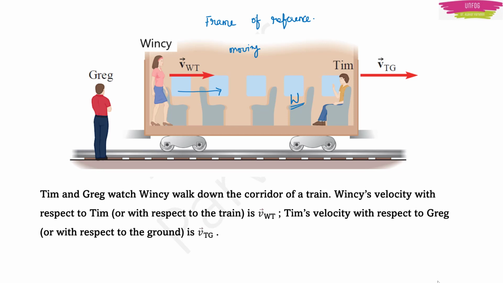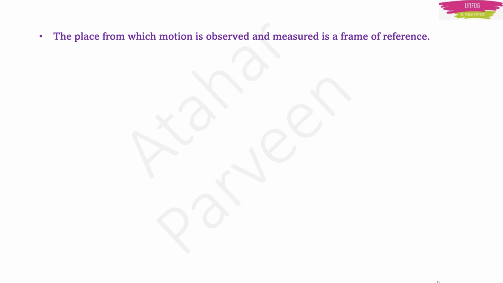Basically what I mean to say is, from where you are standing and observing a thing is your frame of reference. But that thing may be a moving thing also. It can be a moving body also. So the place from which motion is observed and measured is a frame of reference. In that example, Greg's frame of reference was the ground. Tim's frame of reference was the train. They two had two different places from where they were observing.